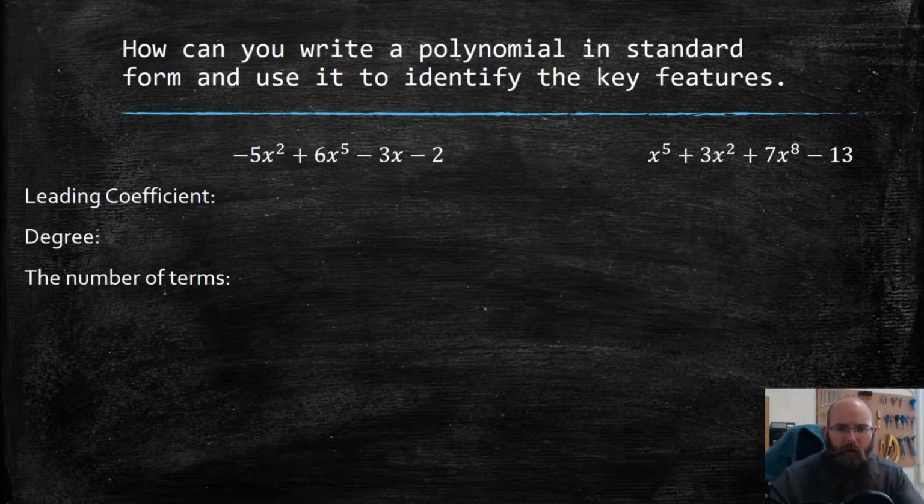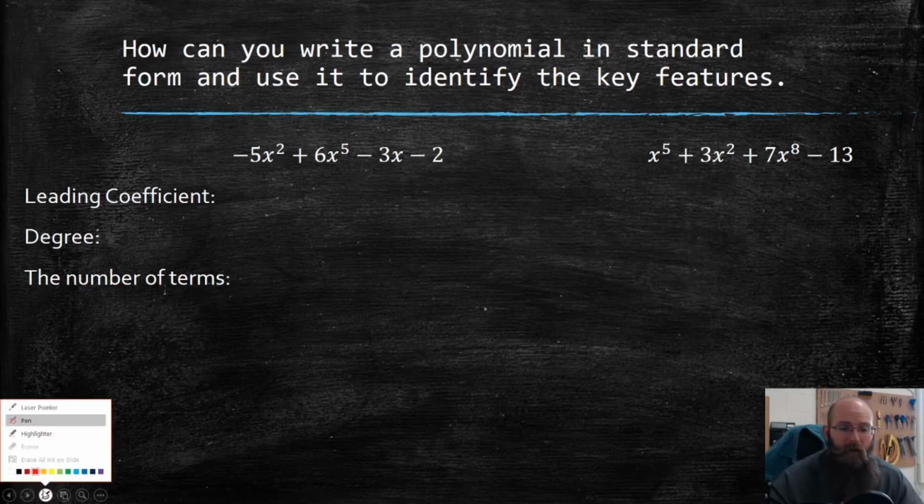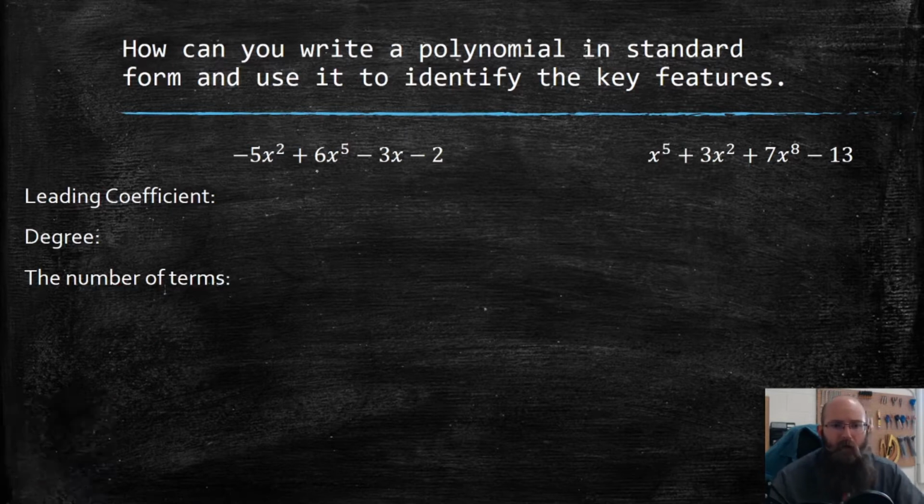So how can you write a polynomial in standard form and use it to identify the key features? So let's start off with the leading coefficient. The leading coefficient is going to come from whichever term has the highest exponent. So let's do number of terms first. The terms are each separated by their plus signs or minus signs. So this is a term, and this, and this, and this. So there are 4 terms in this one. Over here I have 1, 2, 3, 4 things again, so another 4.